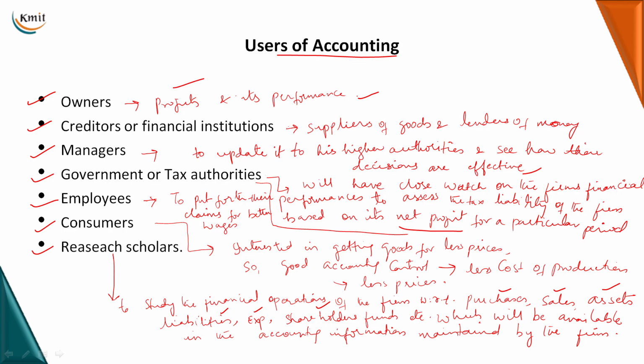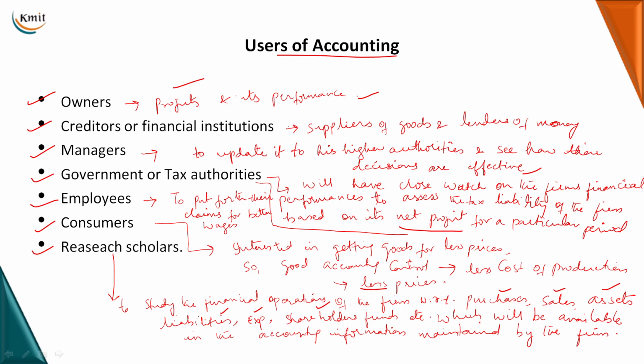Consumers look forward to this accounting information because they are interested in getting goods and services at lesser prices. The perception is that good accounting control will always lead to less cost of production, or effective financial control and maintenance of accounting. A good accounting system leads to less cost of production, thereby giving rise to lower prices.